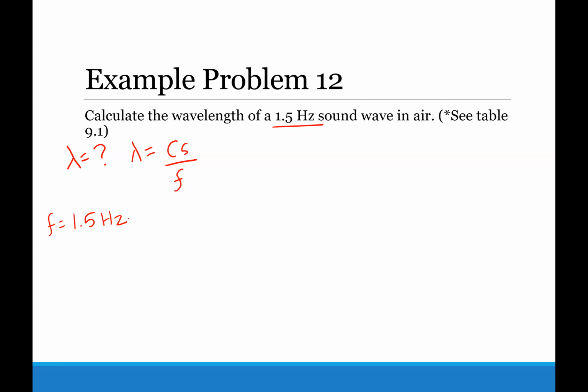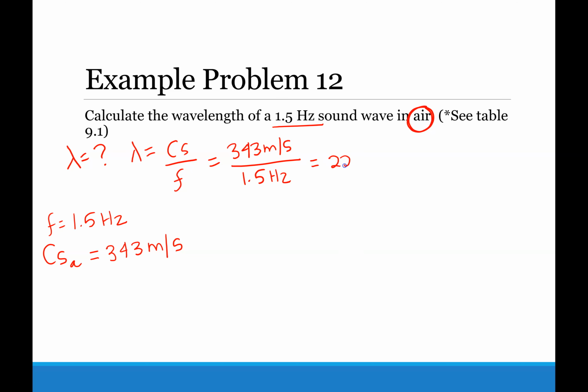If you go to table 9.1, you can see that the speed of sound in air, remember the medium is important, the speed of sound in air is 343 meters per second. So the speed of sound, 343 meters per second, divided by 1.5 hertz from the problem, will give us a wavelength of 228.66 meters, and that is the wavelength.